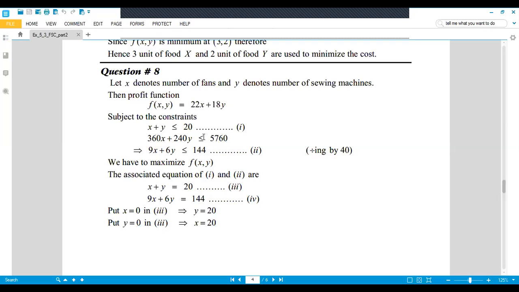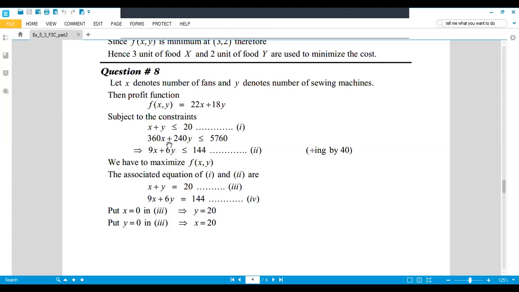Now the constraints, the inequalities subject to constraints, are x + y ≤ 20. Why less than or equal to 20? Because he has space for that many items. If x is the number of fans and y is the number of machines, the capacity he has in his shop is 20 items. So x + y will be less than or equal to 20.